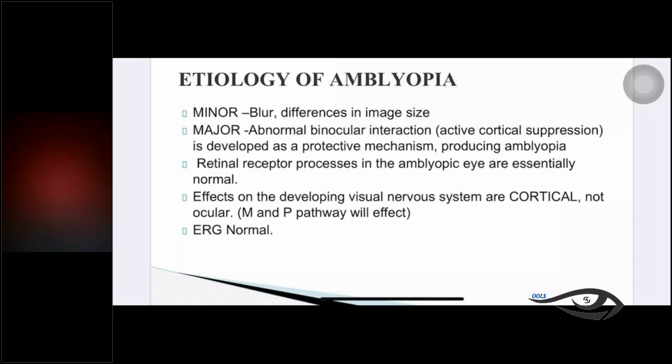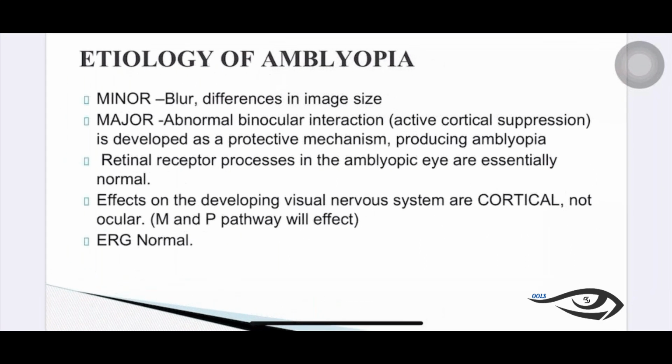But retinal receptor processes in the amblyopic eye are essentially normal. If we see all the retinal receptors, they work properly in the amblyopic eye. Effects on the developing visual nervous system are cortical, not ocular. So there is one more thing which is known as the M and P pathway. We call it sometimes focal and ambient vision also. We call it dorsal and ventral pathway.